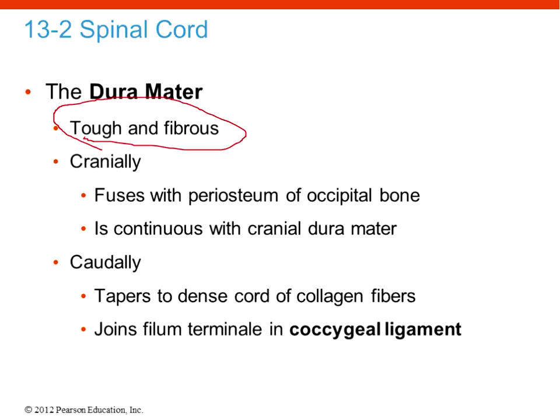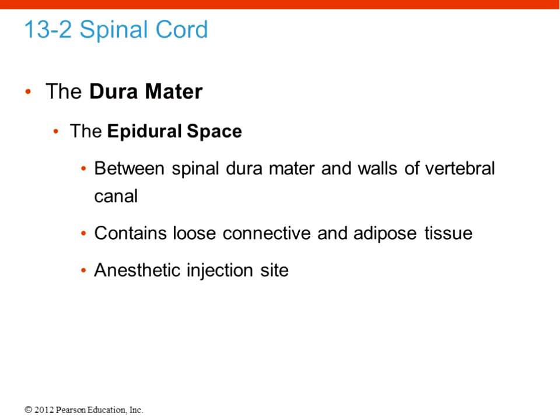You'll have the opportunity to see this dura mater when you do your brain dissection coming up later in the semester, and that's the first thing to pull off the brain, this thick, tough, fibrous dura mater on the outside. Cranially, it actually fuses with the occipital bone and caudally tapers to form the coccygeal ligament, and so essentially this not only provides a nice, strong outer protection, but it's also anchoring the nervous tissue inside those components.